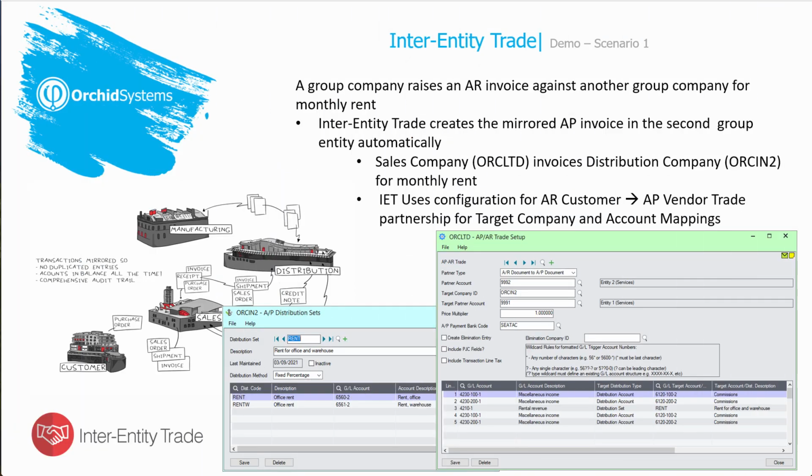We have just seen how you can raise an AR invoice in Company 1 and the transaction can be mirrored into Company 2 using the configured vendor and accounts or distribution set in Company 2.